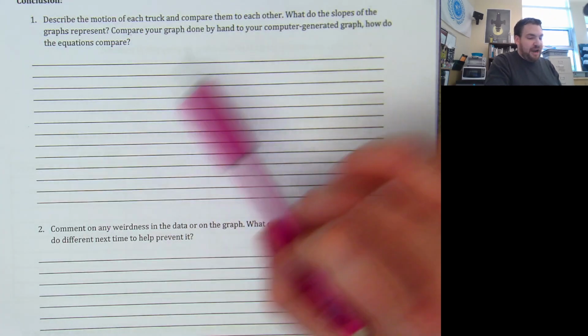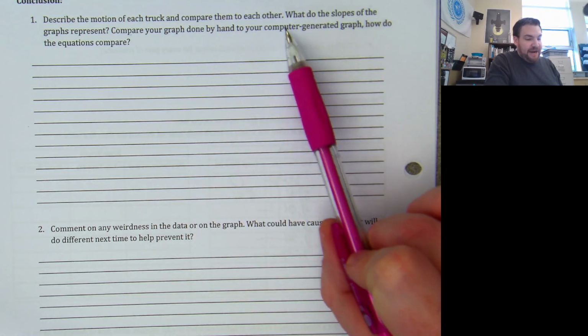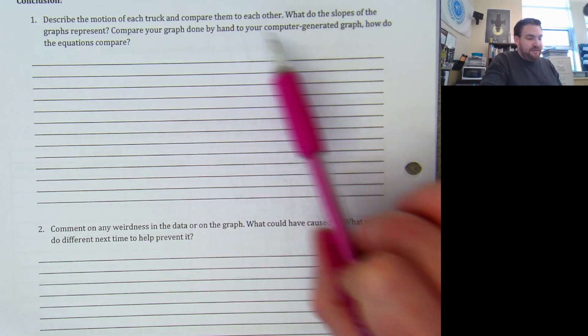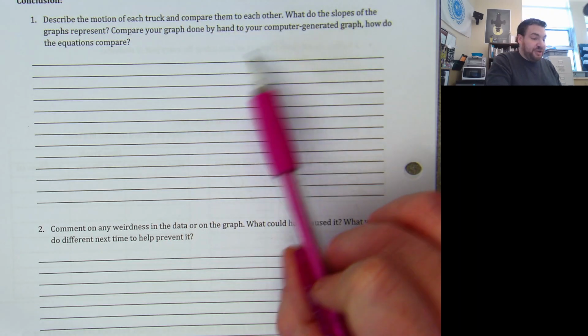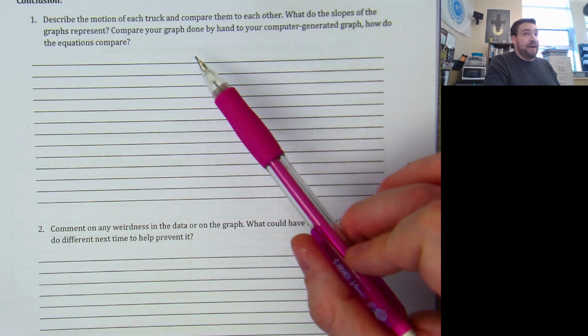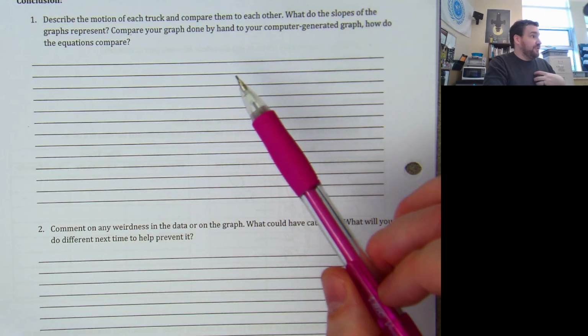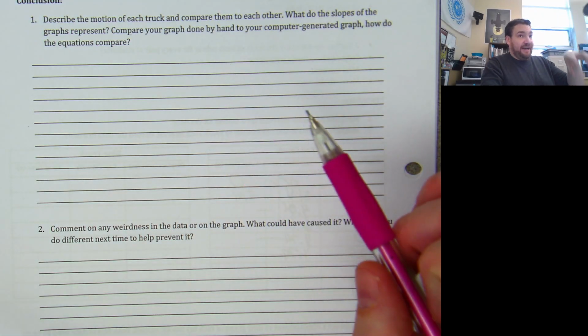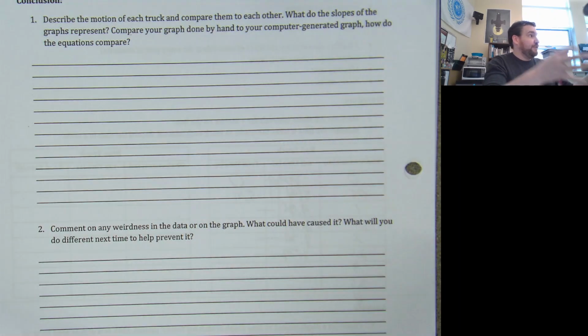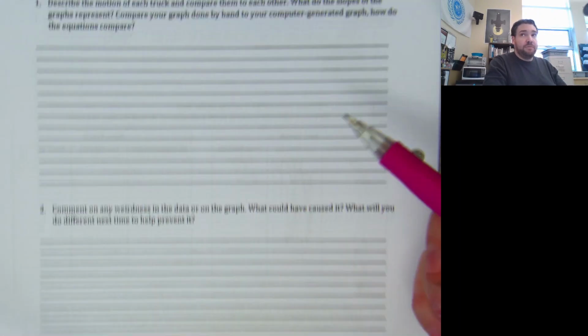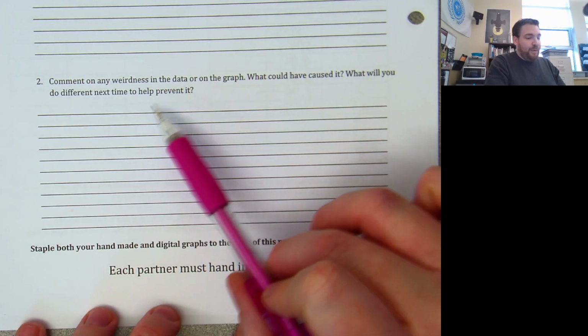Conclusion 1: describe and compare. What do the slopes of the graphs represent? Compare your hand-done graph to the computer-generated graph. How do the equations compare? I'm hoping that you will see that a line done as a line of best fit versus what the computer tells you for the same set of data is close. And then comment on any weirdness in the data.